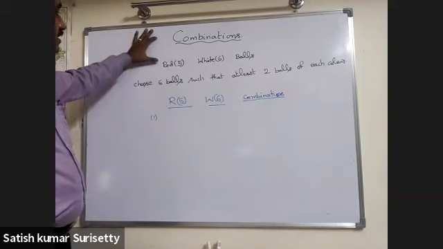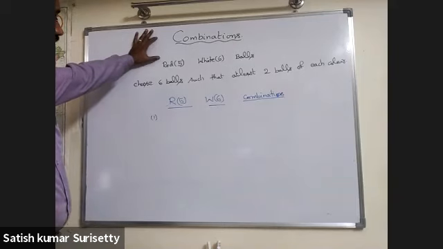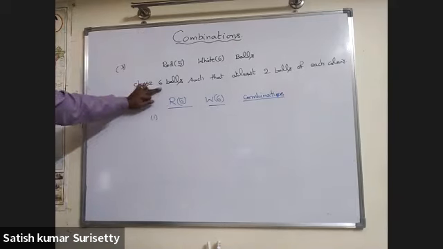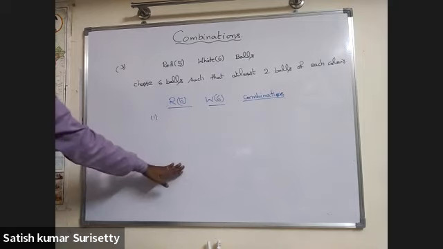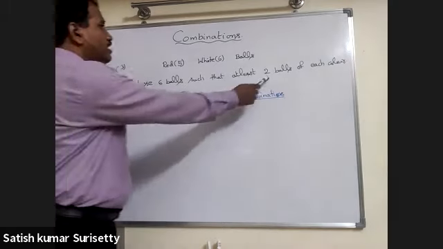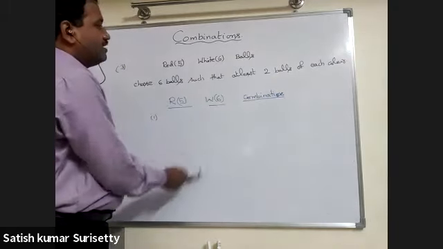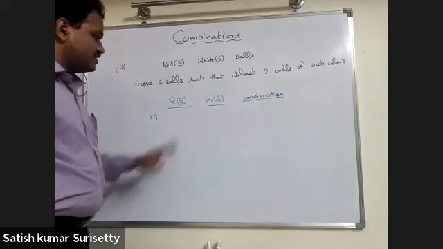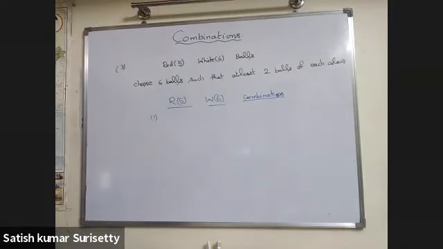So a box contains 5 red balls and 6 white balls. You have to choose 6 balls such that at least 2 balls of each color. That means you list all possible cases such that 2 balls of each color have to be there, and calculate the combinations and then add all the possible cases.